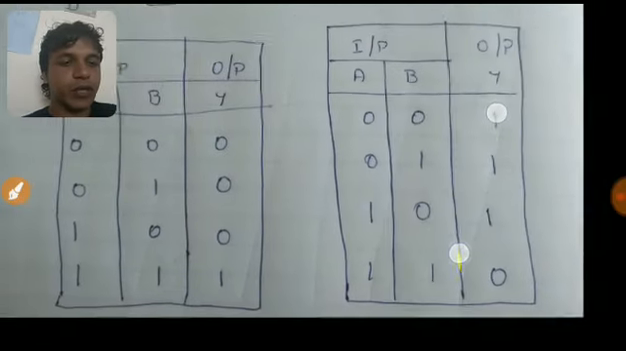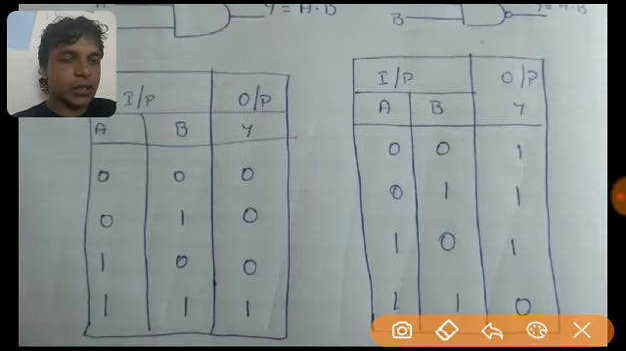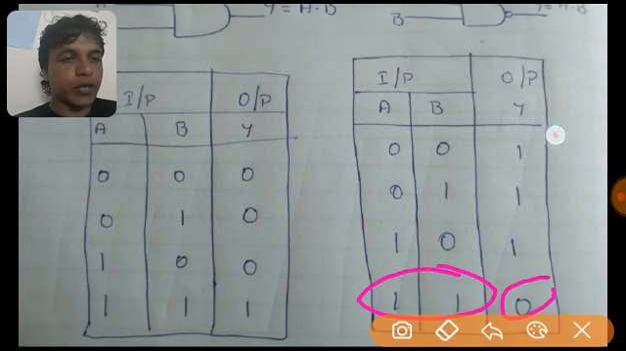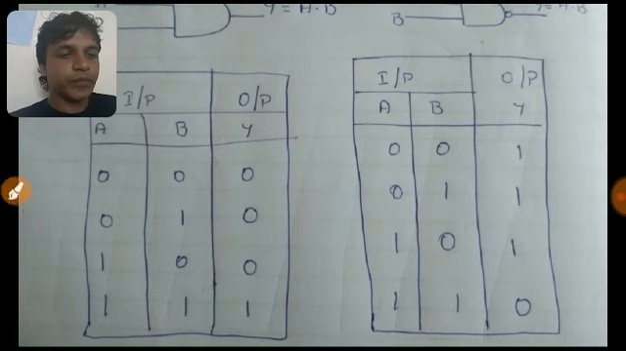Let us look at the truth table. When the switches A and B are both in on position, we are not getting the output, whereas for all the other cases we are getting the output. The opposite of AND.